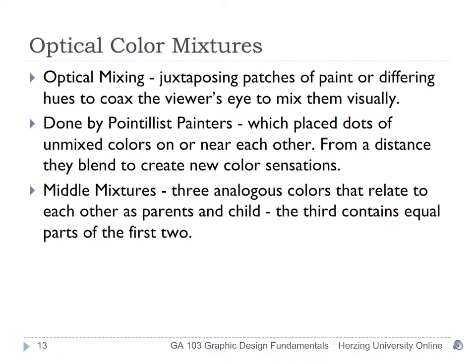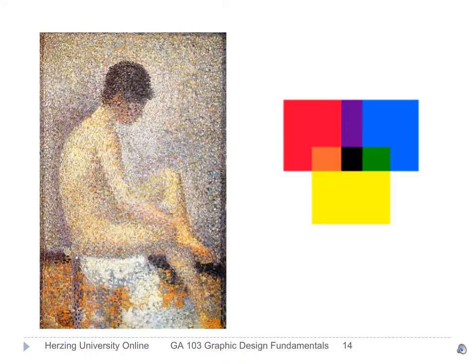They used middle mixtures, where three analogous colors relate to each other as parent and child. The third contains equal parts of the first two. We see that technique demonstrated here. On the left, we see optical mixing, and on the right, middle mixtures.